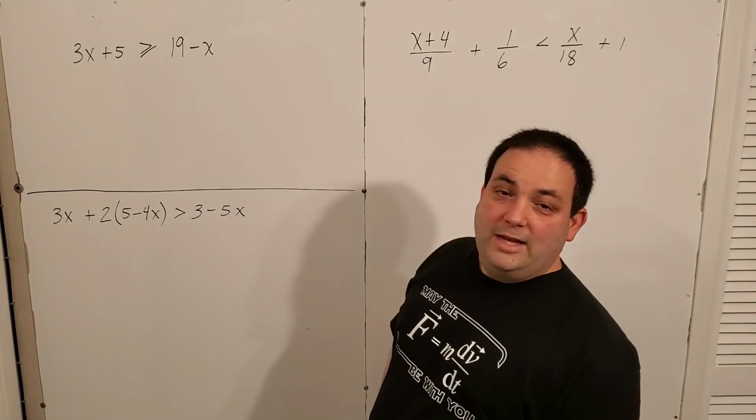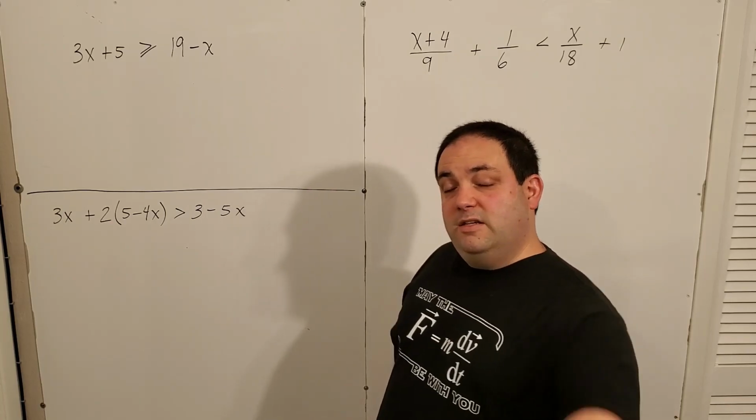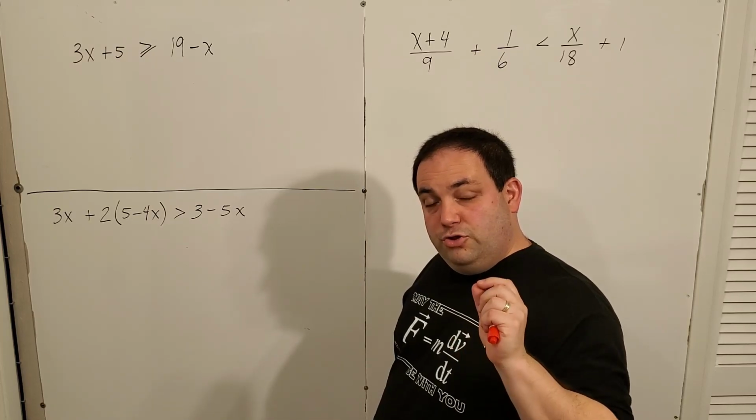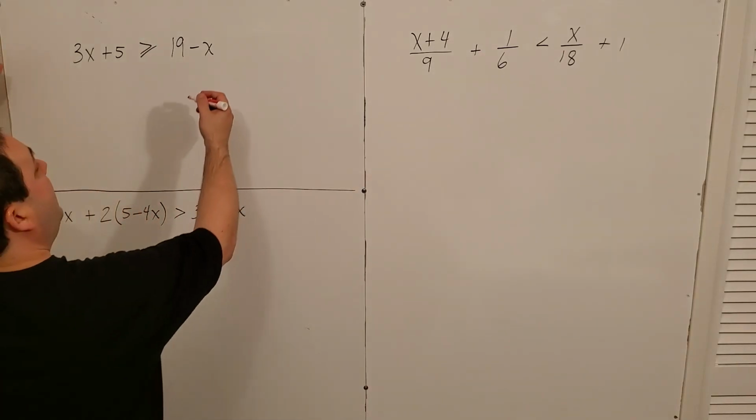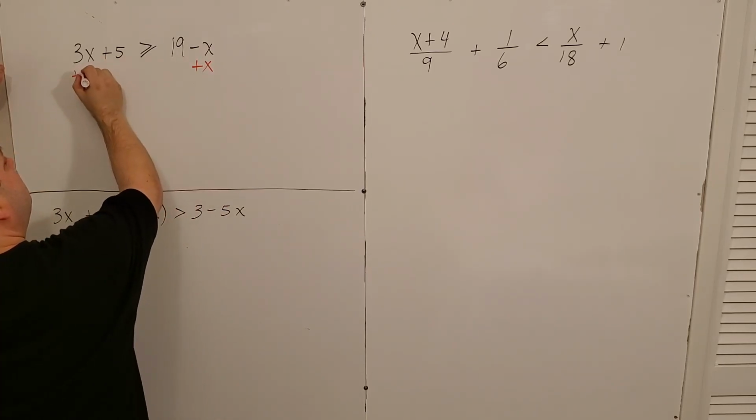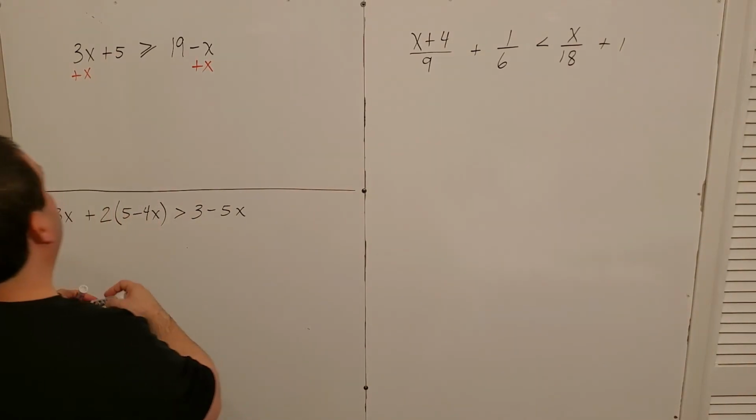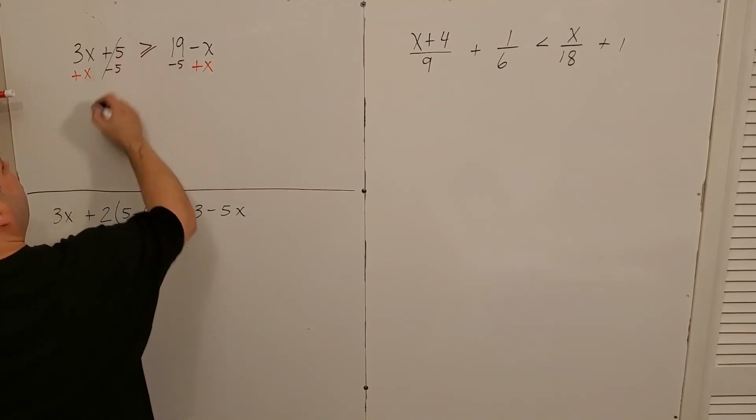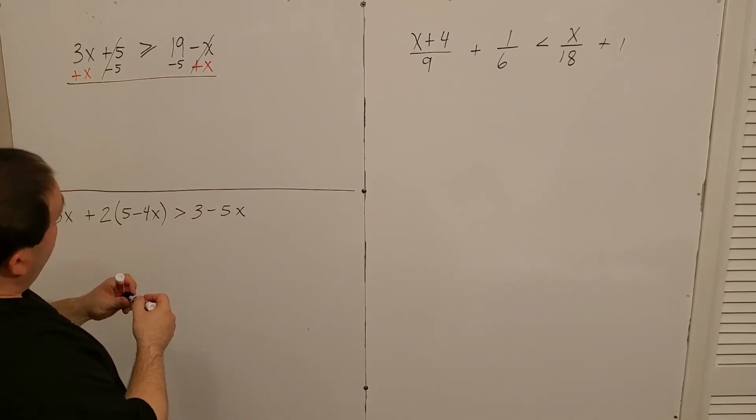Okay, so letters to the left. Even more important in inequalities, letters to the left. Because if your letter's on the left-hand side, your inequality symbol is much easier to interpret. Okay, so I'm going to start with that. I'm going to add an x so that I don't have this x anymore. Next, I'm going to subtract a 5 so that I don't have this anymore. Remember, the idea is to get rid of the obstacles here.